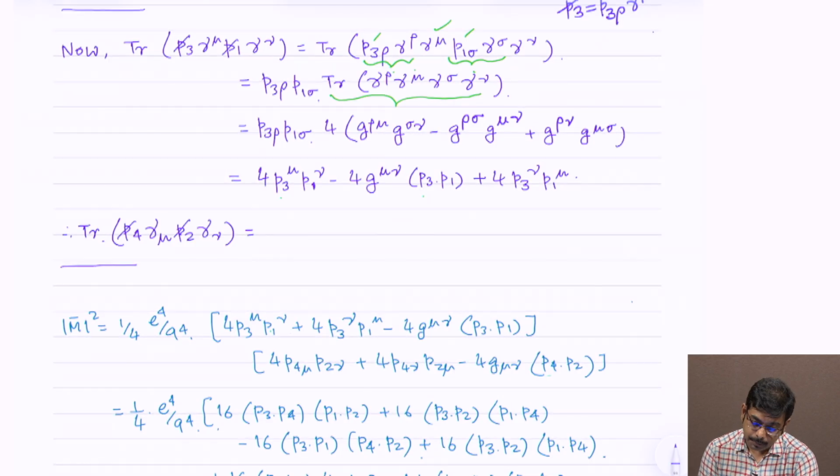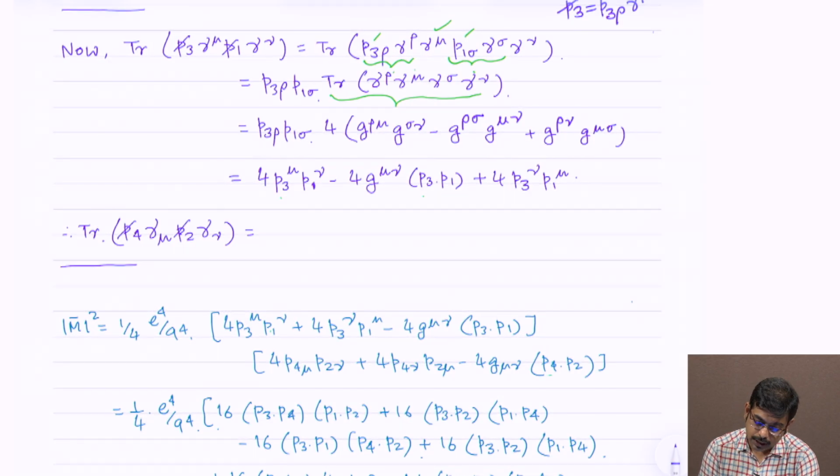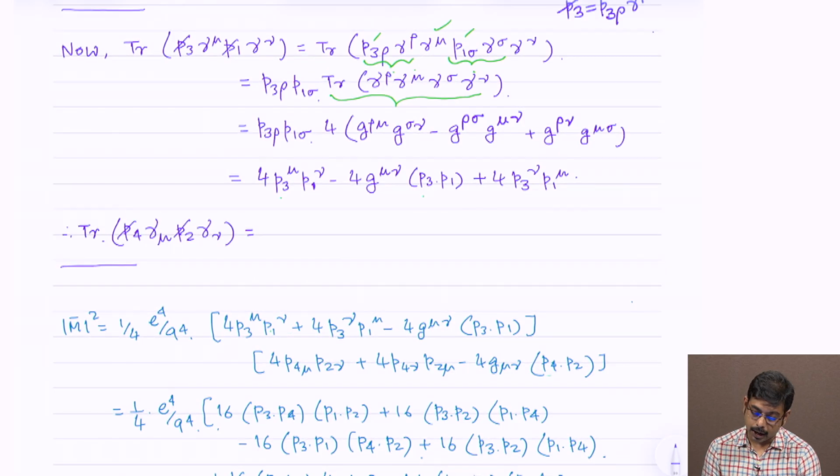Okay, that's the free index that you have. On the second term, you have G rho sigma, and so the rho sigma when acts on P3 dot P1 gives you basically P3 dot P1. So this is essentially minus 4 G mu nu P3 dot P1 plus 4 P3 nu into P1 mu when you multiply with the last one.